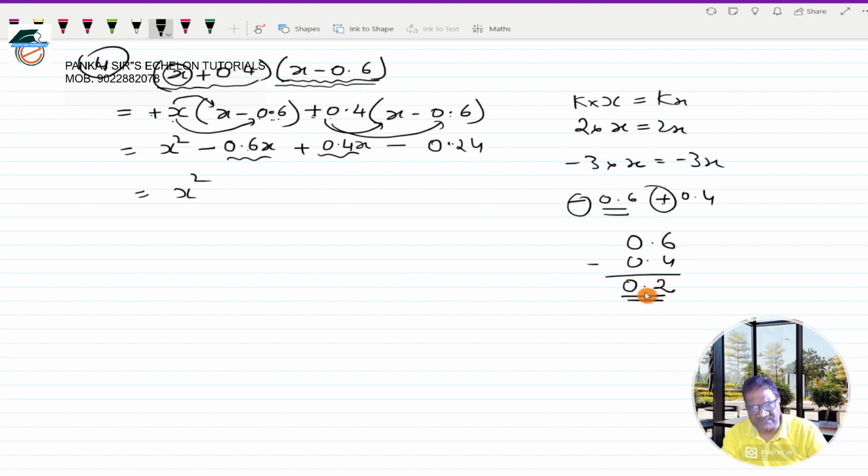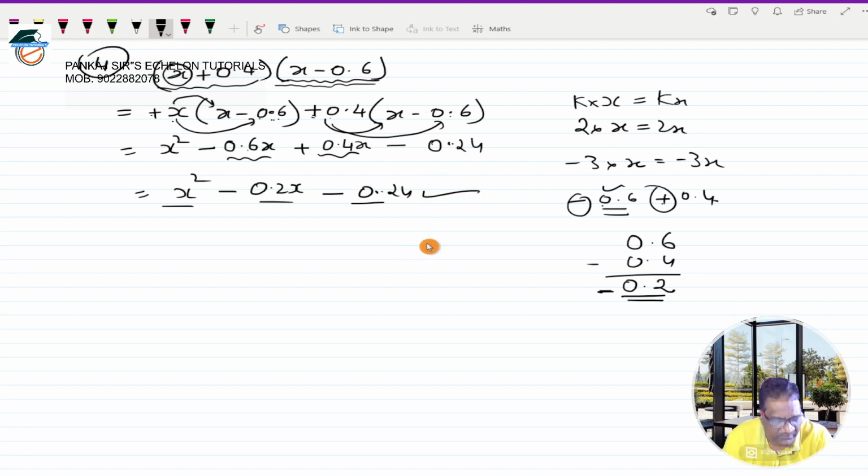And for this answer you have to take the sign of the bigger number. The bigger number, as I told you, is 0.6, not 0.4, and the sign of 0.6 is minus, so here the answer will be minus. Okay, so here you will get minus 0.2x, and then minus 0.24. So you got three terms, 1, 2 and 3. So this is the answer for the expansion of question number 4. So I hope you understood. So it is x square minus 0.2x minus 0.24, right? Let us try out one more.